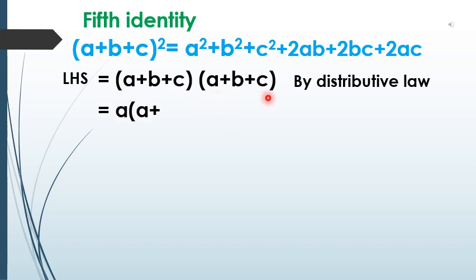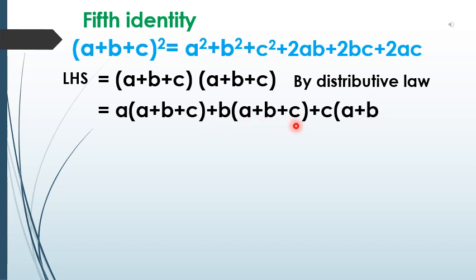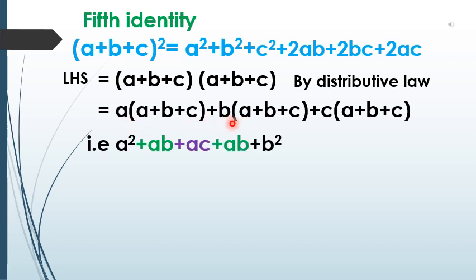I will write it here. a into (a plus b plus c) plus b into inside the bracket (a plus b plus c) plus c into inside the bracket (a plus b plus c). That is a square plus ab plus ac plus ba or ab plus b square plus bc plus ac plus cb or bc plus c square.